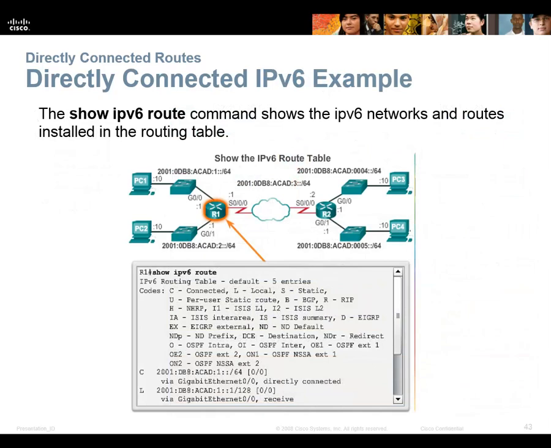Show IPv6 route will show IPv6 routing, just like with IPv4. Remember, you're just dealing with much larger numbers here and much larger subnets because our default subnets on an IPv6 network are /64 and /128.